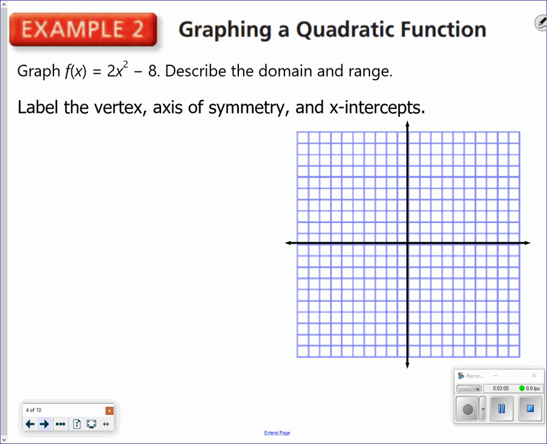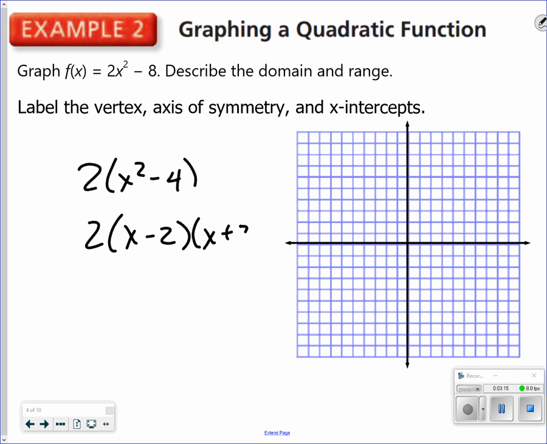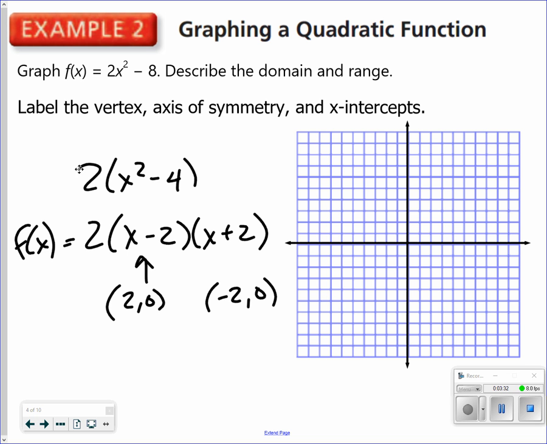Now, if I want to put something in intercept form, basically all I would have to do is factor it. So if I ever want to put something in intercept form, that's really all you have to do, is factor it. When we're talking about intercept form, we're talking about a factored form. So now x equals 2, which means 2, 0 is an x-intercept. x equals negative 2, so negative 2, 0 is an x-intercept.